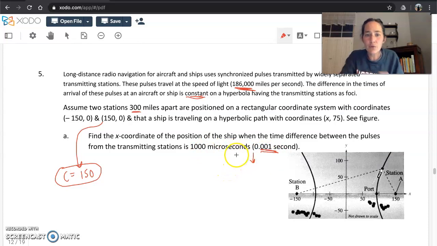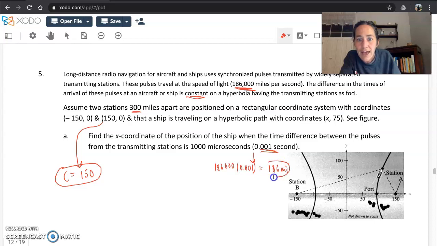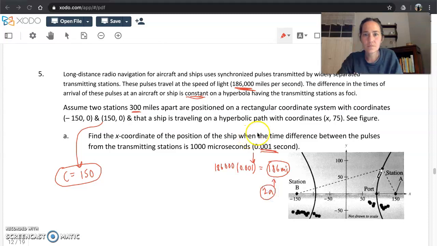So if it took 0.001 of a second for point A and point B to see the pulses, we'll say that was enough time to have traveled 186 miles. So 186,000, that speed of light, miles per second, times just 0.001 seconds, just gives you 186 miles. And that distance, like in the last one, is going to be 2A.